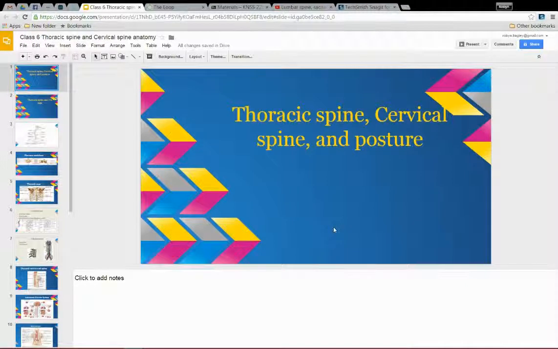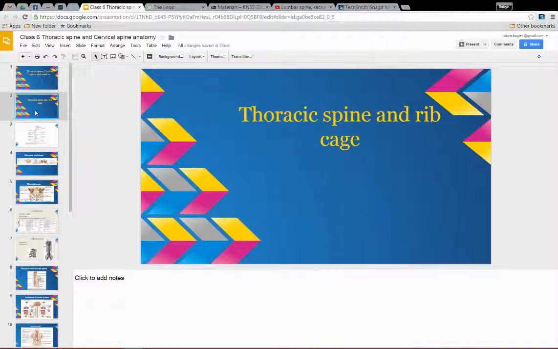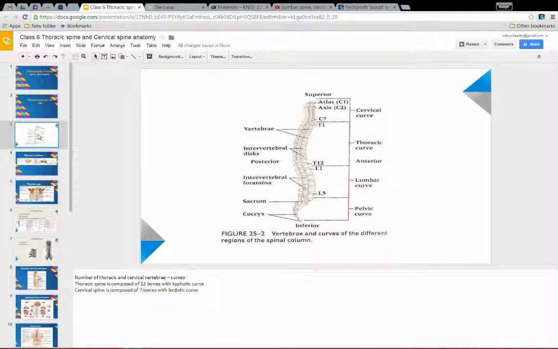This is the anatomy video for the thoracic spine and the cervical spine. We're going to start with the thoracic spine and the rib cage. So again, this is the same picture we saw in the lumbar spine, but now we're concentrating on the thoracic and cervical spine. The thoracic spine has 12 vertebrae, T1 through T12, and it has a kyphotic curve, so the curve runs back towards the back of the body.